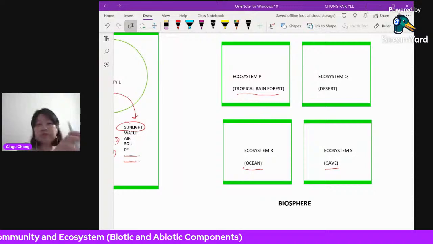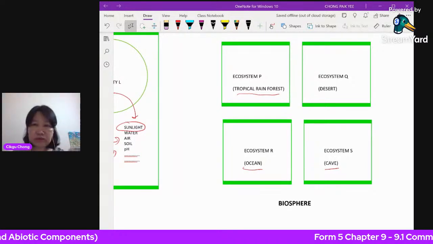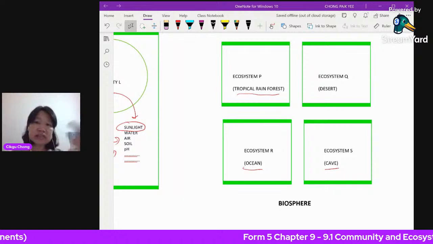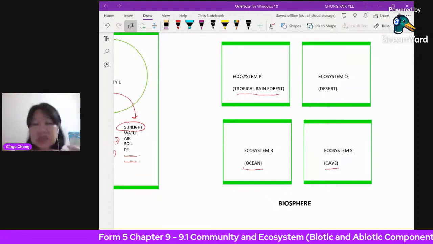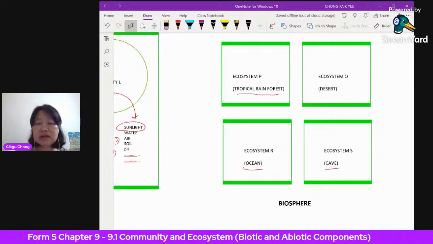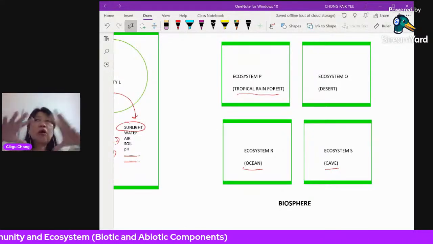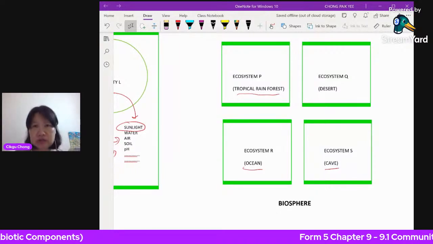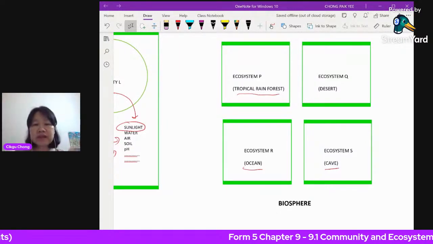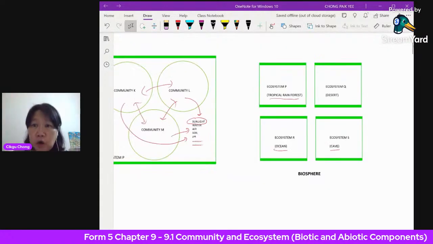The biosphere is generally speaking our whole earth here. In Malaysia it's always a rainforest, right? Then you have desert somewhere else, then you have the ocean, you have the cave. So these are different ecosystems, okay? Now that makes up your biosphere. The biosphere can be talked about as the whole environment, our whole globe, the whole earth. That is the sphere, the earth that consists of living things. That is called the biosphere. Okay, so I hope you see the whole picture.